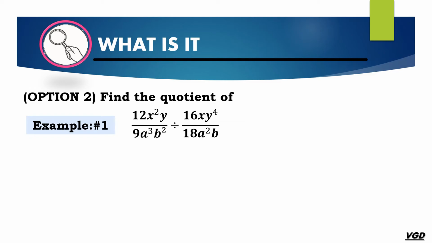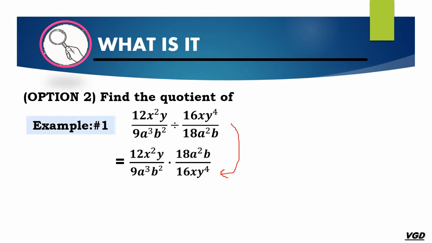A while ago, we were able to discuss the first option in getting the quotient of a rational algebraic expression. And this time, I'm gonna show you the second option. So just like the first option, we are going to multiply the first algebraic expression by the reciprocal of the second algebraic expression. So we have here 12x squared y over 9a cubed b squared times 18a squared b over 16xy to the power of 4. So this is the reciprocal of the second rational algebraic expression.